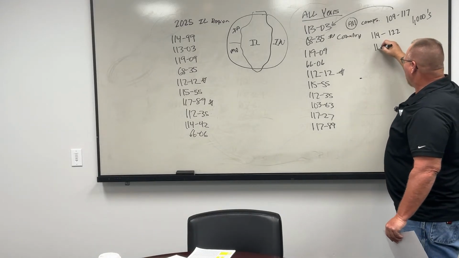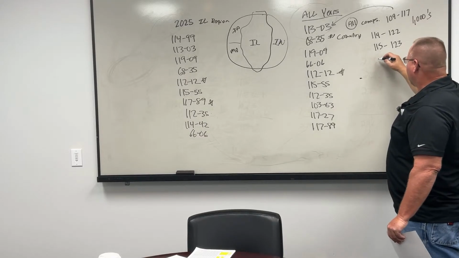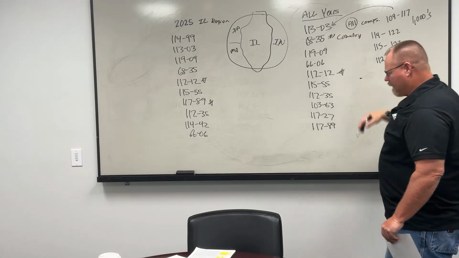11909, that'd be everything from 115 to 123. 6606, everything from 112 to 120. So you get the picture.